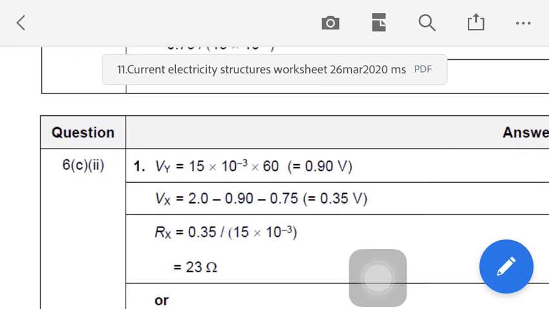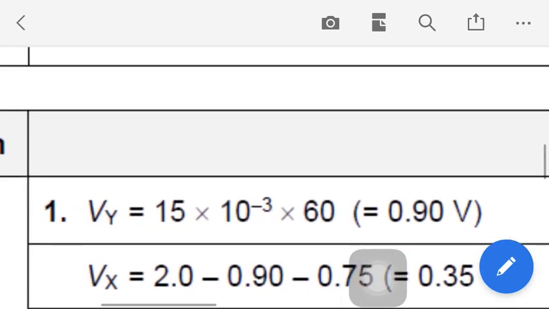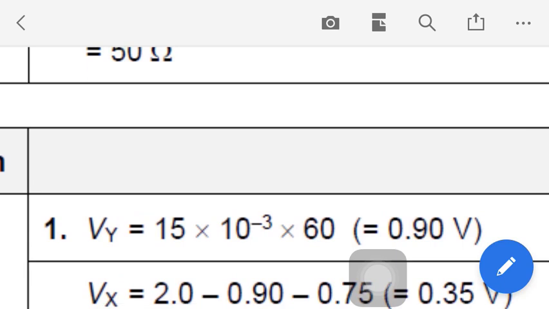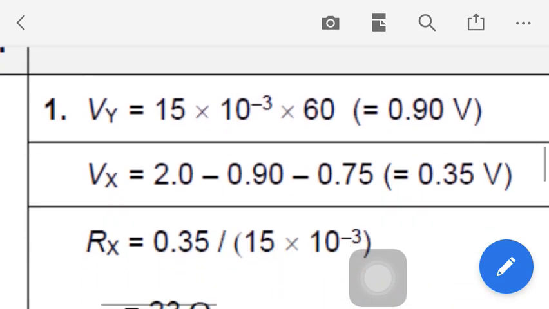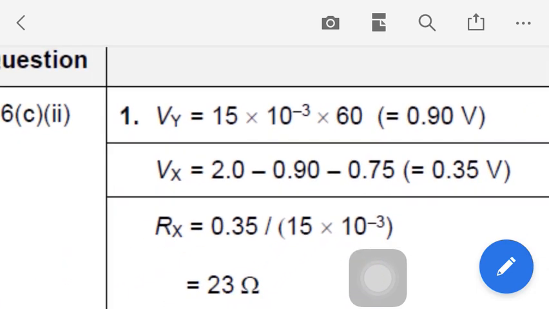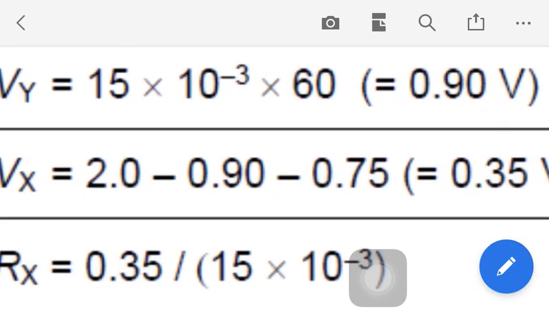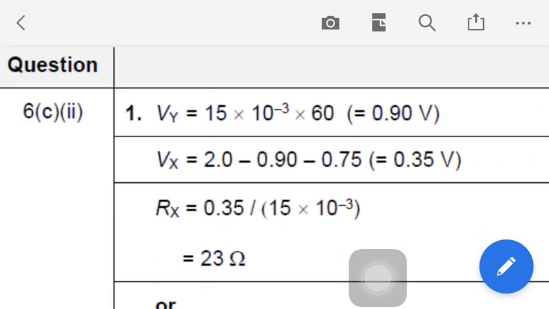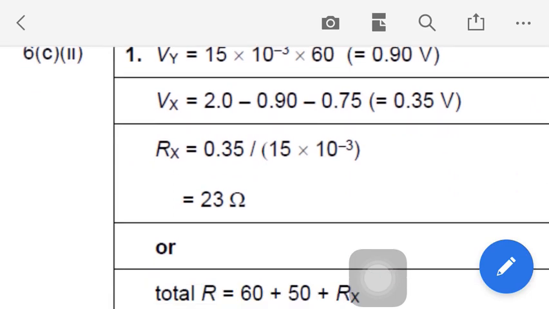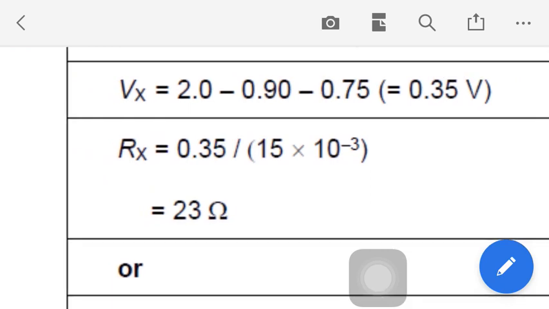So that's easy breezy. The voltage drop across Y is 15 milliamps times the 60 ohms of resistance, so 0.9. The diode is 0.75, so the voltage across X is 2 minus 0.9, the one we calculated here, minus the diode, which gives you 0.35. So the resistance of X is 0.35 divided by the current, 23 ohms.